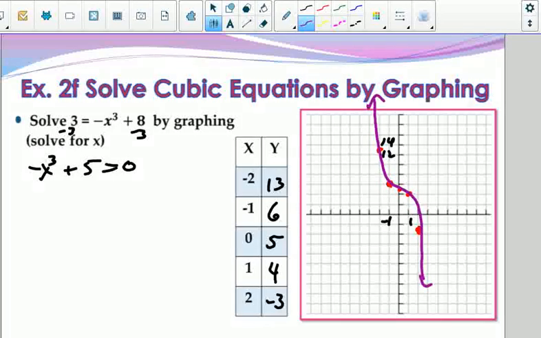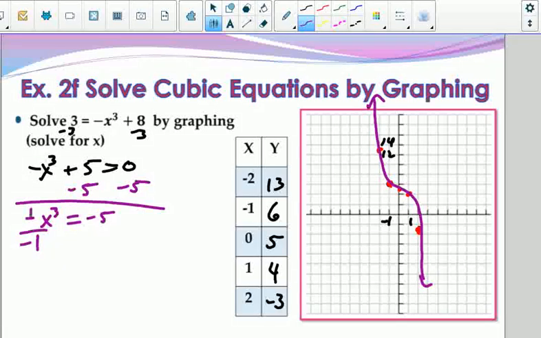Here's my graph. Can't quite tell where it crosses the x-axis, so I'm going to solve for x here. I need to subtract 5 on both sides. So now I have a negative x cubed equals a negative 5. Divide by a negative 1 to get rid of the negative. So now I have x cubed equals a positive 5. Find the cube root of both sides.